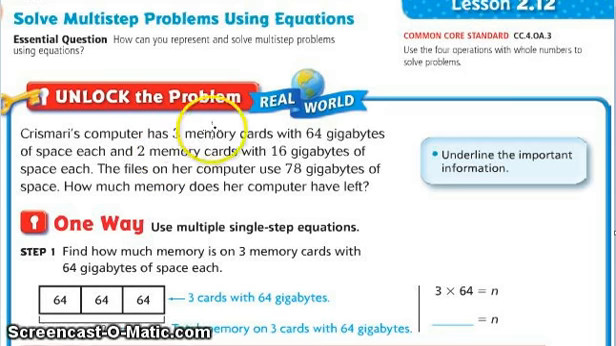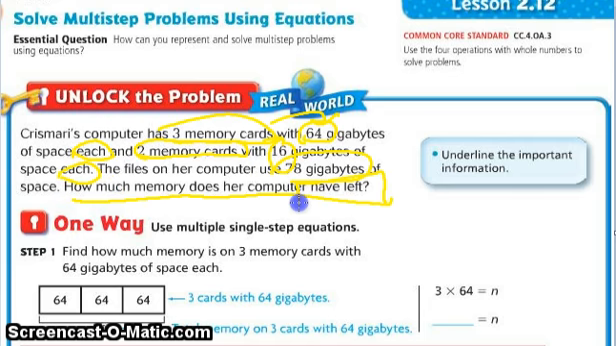We're going to underline important information. Actually, we are going to circle it. Mari's computer has 3 memory cards with 64 gigabytes of space each. She also has 2 memory cards with 16 gigabytes of space each. The files on her computer use 78 gigabytes of space. How much memory does her computer have left? That tells me I'm going to have to subtract at some point.